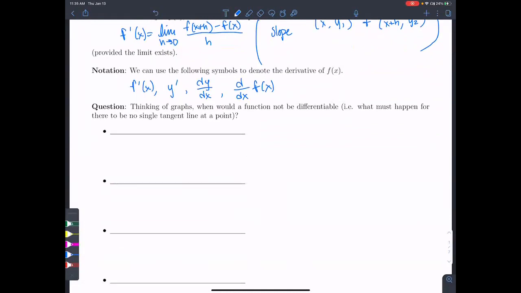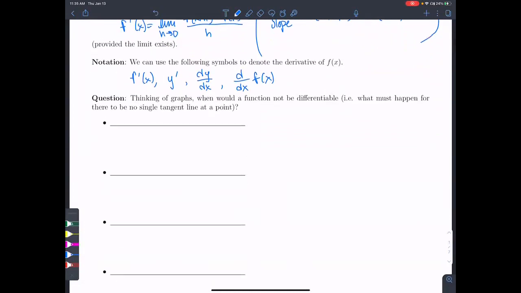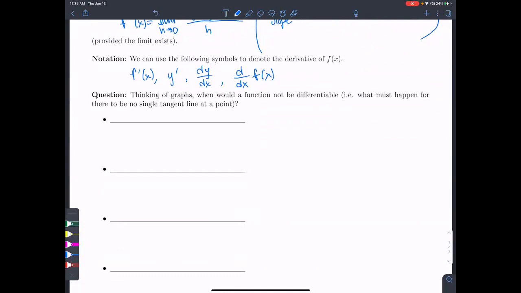So thinking about graphs, when would a function not be differentiable? What would have to happen for there to be no tangent line at a point? If you had a vertical asymptote, you couldn't figure out the slope of the tangent line. Say we were looking at 1 over x. This vertical asymptote causes a problem. You don't know what the derivative is there. It's not differentiable here.